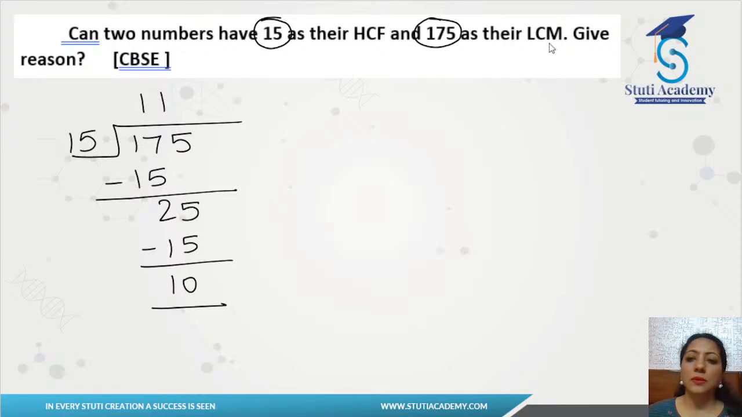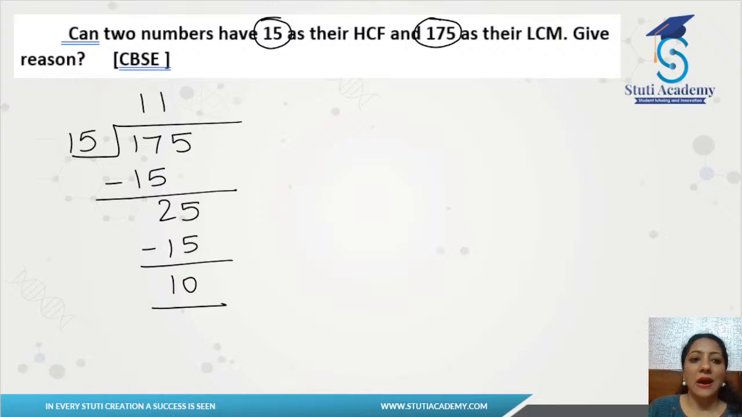So it's not possible for LCM to leave remainder when we are going to divide it by the HCF. Not possible. LCM must be divisible by the HCF. But in this case, it's not. So we cannot have two numbers having 15 as their HCF and 175 as their LCM. I hope you've all understood, children.